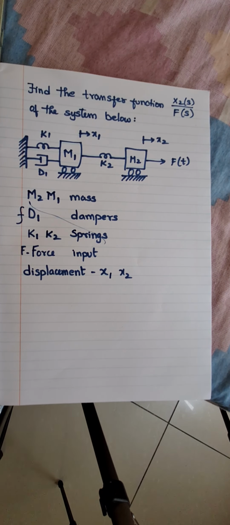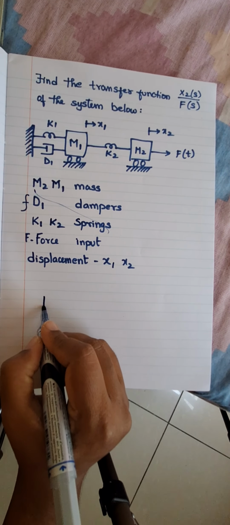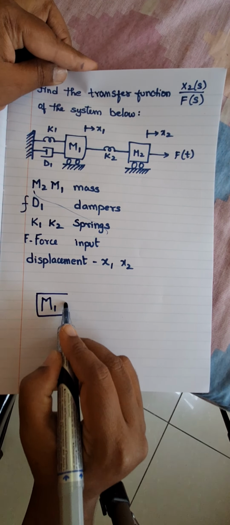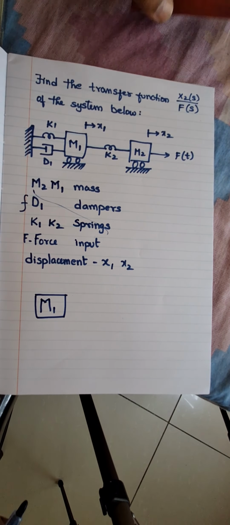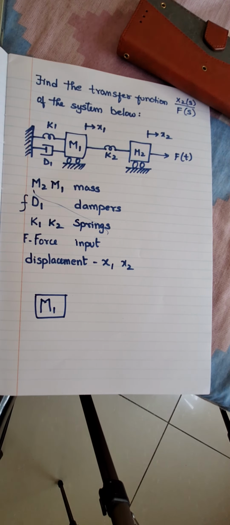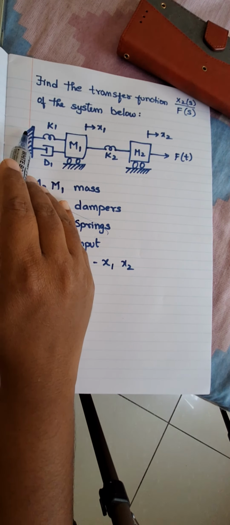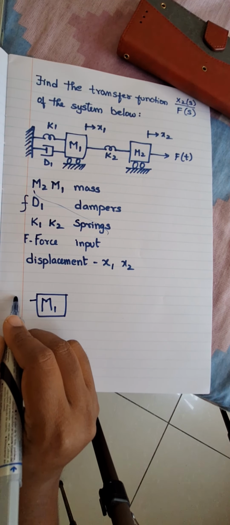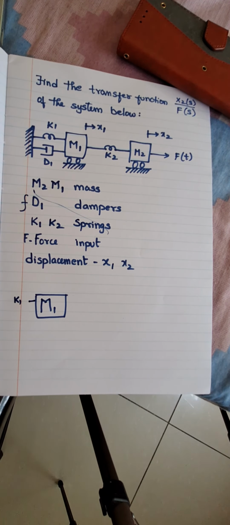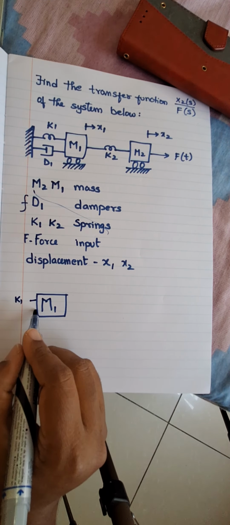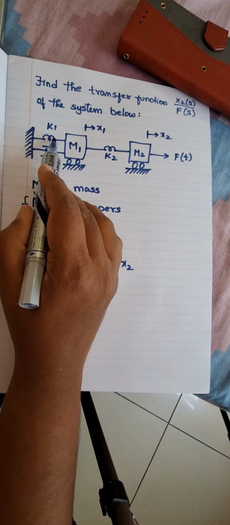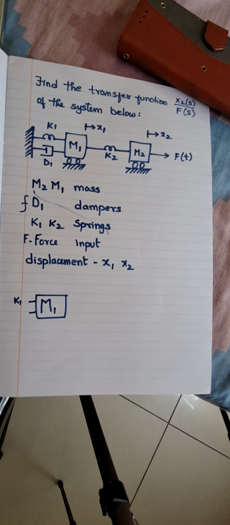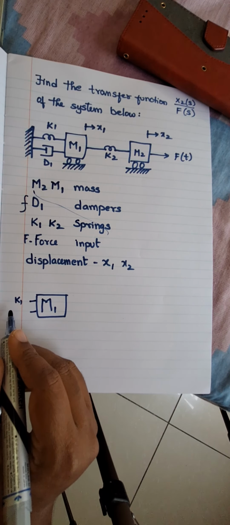M1 is the mass of the body. This is a human being. Let us start from the left. He has spring K1. Then he has the D1 damper. Spring is represented as this inductance-like symbol. Damper is represented like this. So damper means D1.